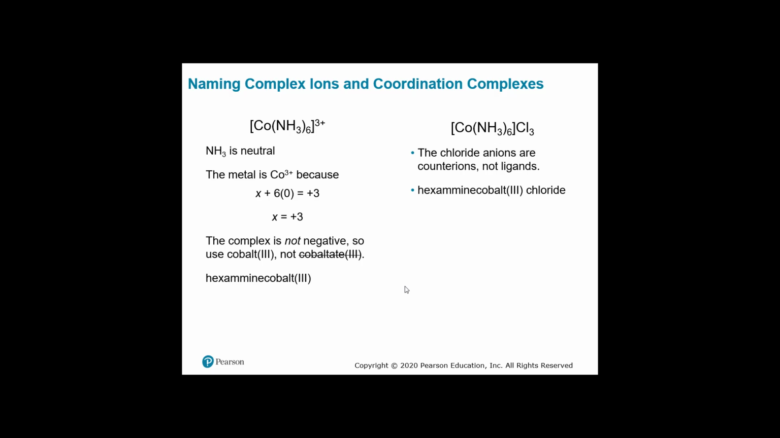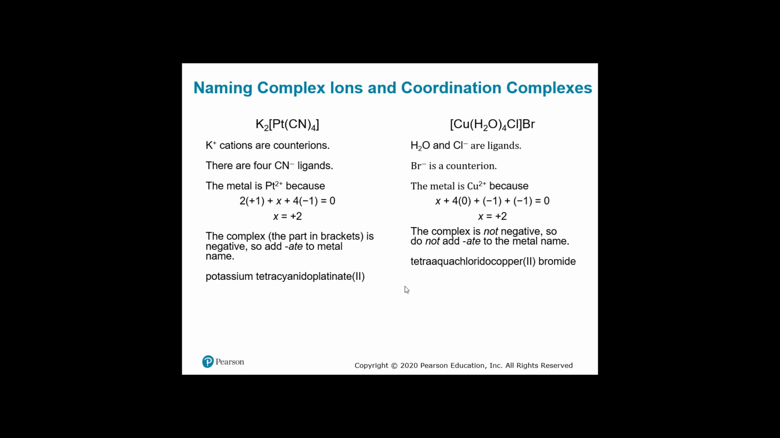However, if you jump to the next one, we have 3 counter ions to take care of that plus charge. The chloride ions are counter ions. They are not exactly attached, so we don't consider them ligands. So now it is hexaamine cobalt 3 chloride.